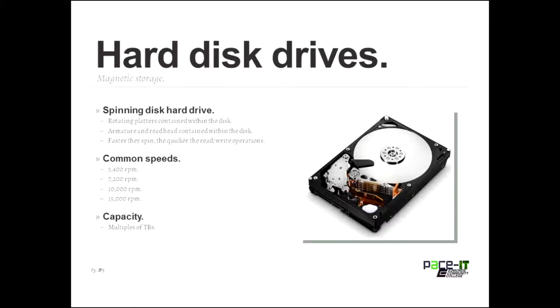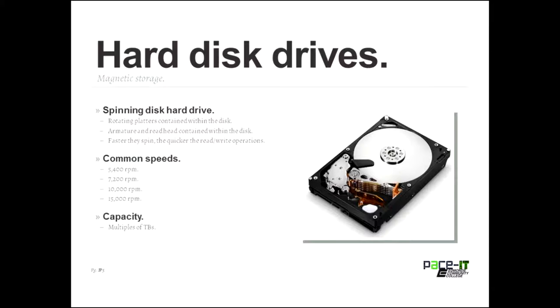So now let's move on to hard disk drives. These are spinning disk drives. They contain rotating platters within the disk. They have an armature and read heads that are contained within the drive itself. And something to remember, the faster they spin, the quicker the read-write operations.